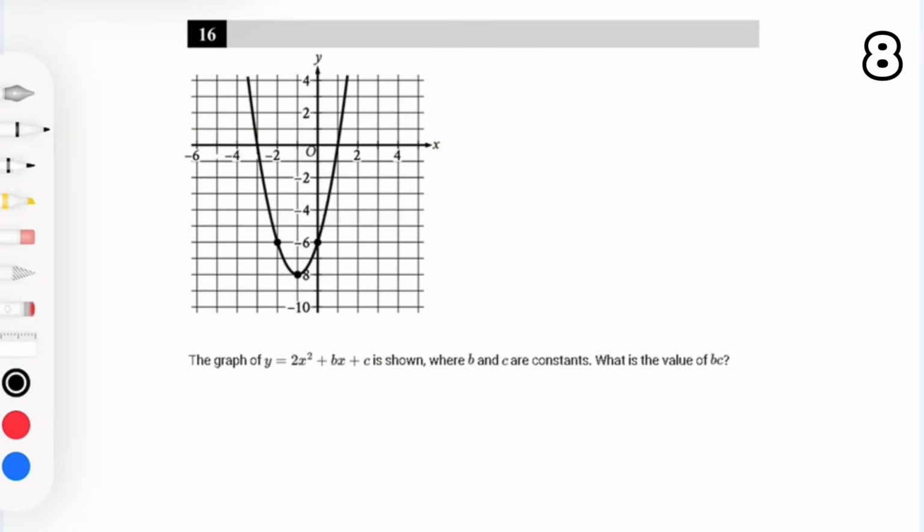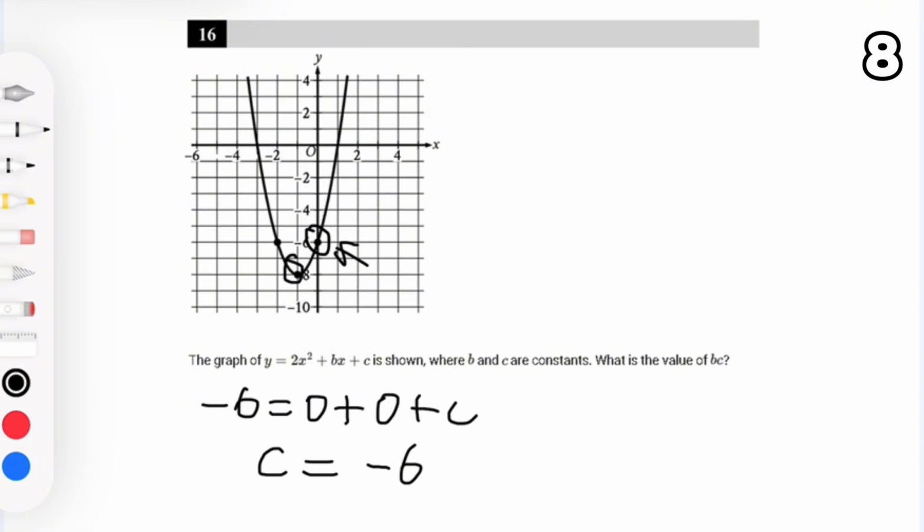Now let's move on to question number 8. The graph of y equals 2x squared plus bx plus c is shown, where b and c are constants. What is the value of bc? On this graph, we're given 3 points. We have the vertex given to us, and we have the y-intercept. To find c, which is the y-intercept, we can just plug in the point at the y-intercept. So we get -6 equals 0 plus 0 plus c, so c is equal to -6.